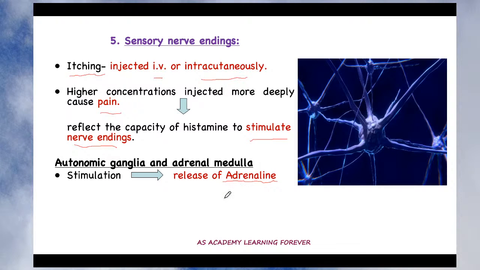And what happens when adrenaline is released? It acts on the cardiovascular system, and adrenaline produces an increase in heart rate and force of contraction. And what is the result of this? Due to the increase in heart rate and force of contraction, there is a secondary rise in blood pressure.